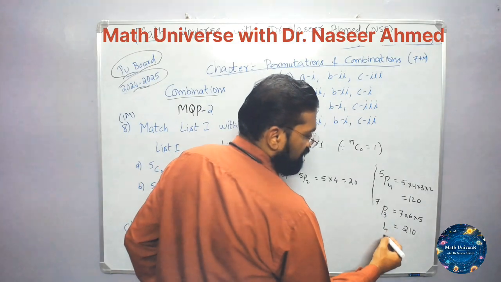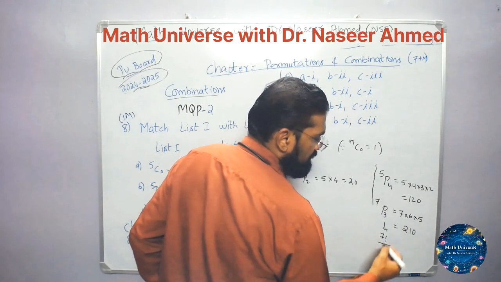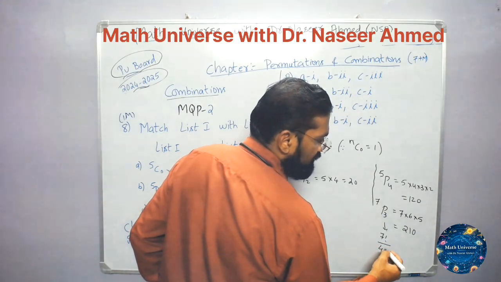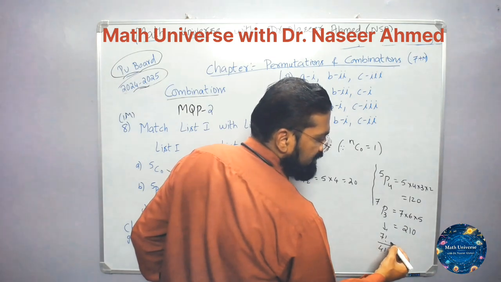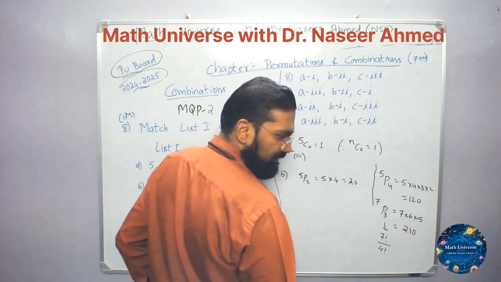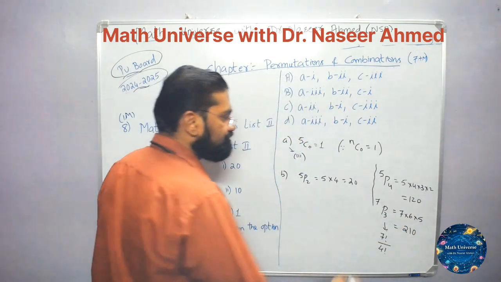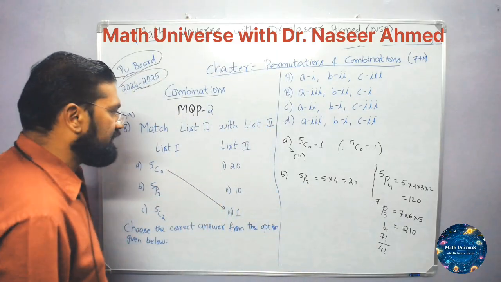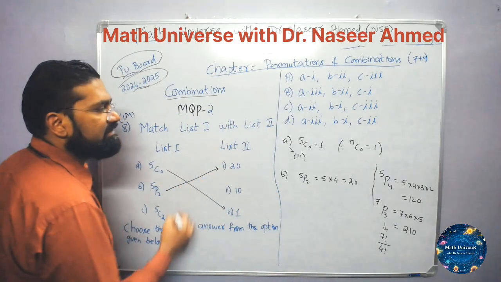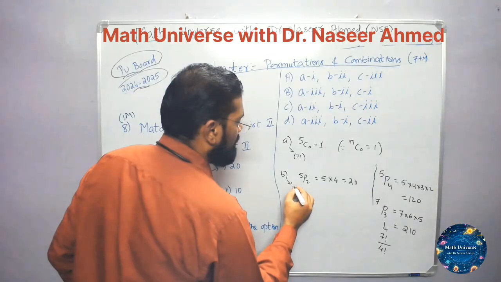Actually, even if you go with the formula also, you see 7 factorial divided by 7 minus 3, which is how much? 4 factorial. So when you simplify 7 into 6 into 5 into 4 factorial, 4 factorial gets cancelled, and you get back the same. Okay. So 5P2 is matching with this. So this is going with the second part.